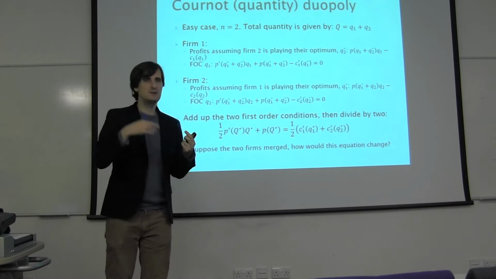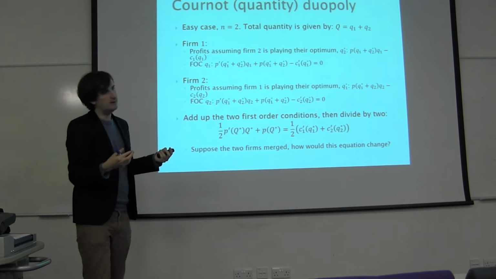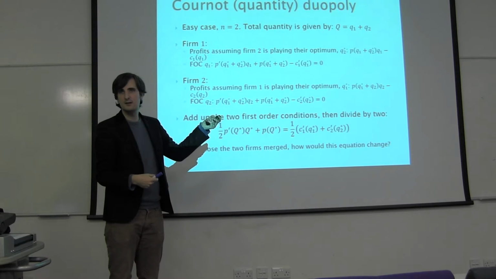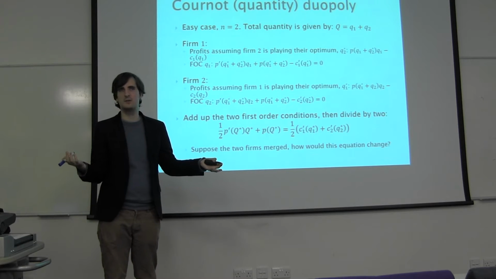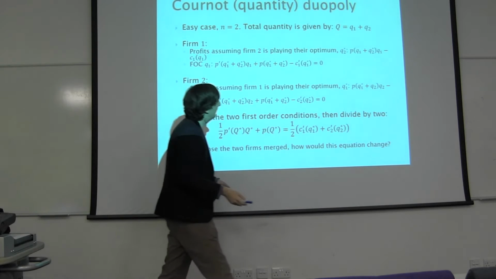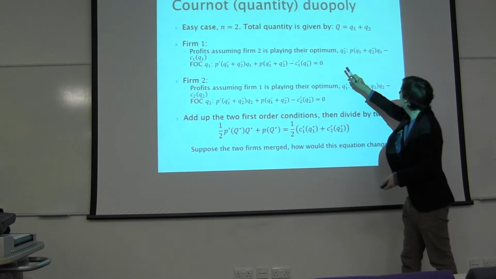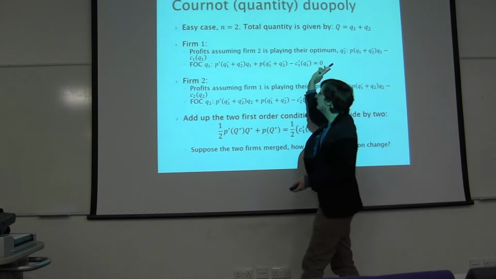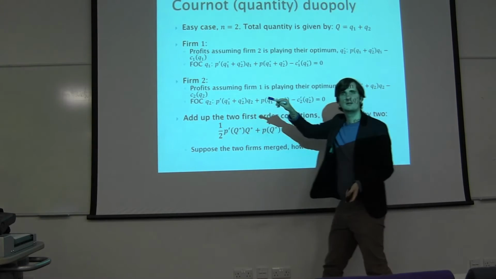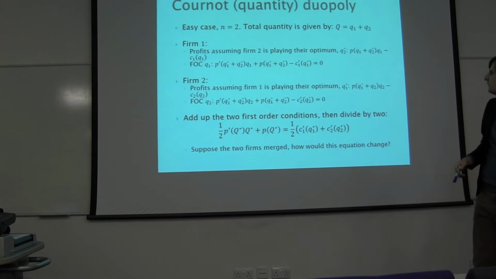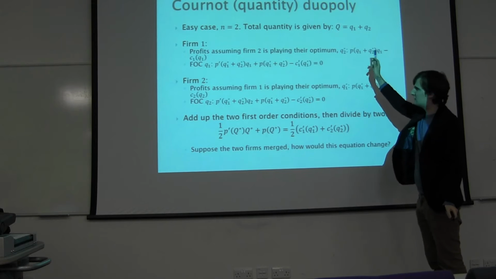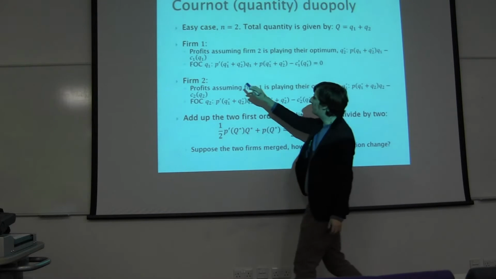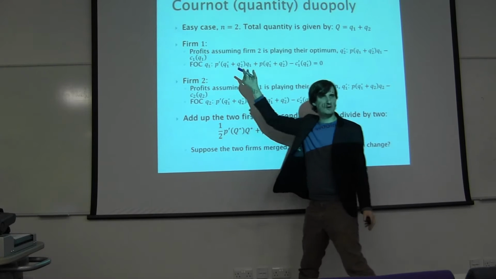Okay, so imagine that you knew that firm 2 was going to produce some quantity q_2 star. What quantity would firm 1 want to produce? Well, firm 1's profits, okay, our price is a function of quantity times quantity, all minus total costs. Price times quantity minus total costs. So we just have to differentiate that. These are firm 1's profits. So firm 1 is choosing q_1, how much to produce.